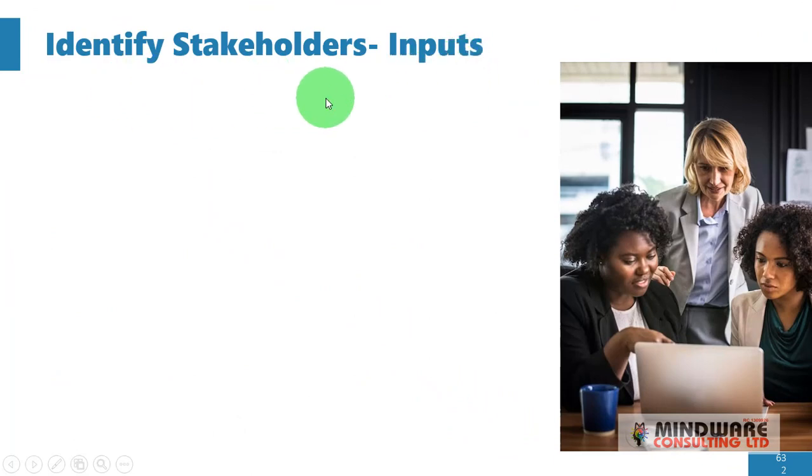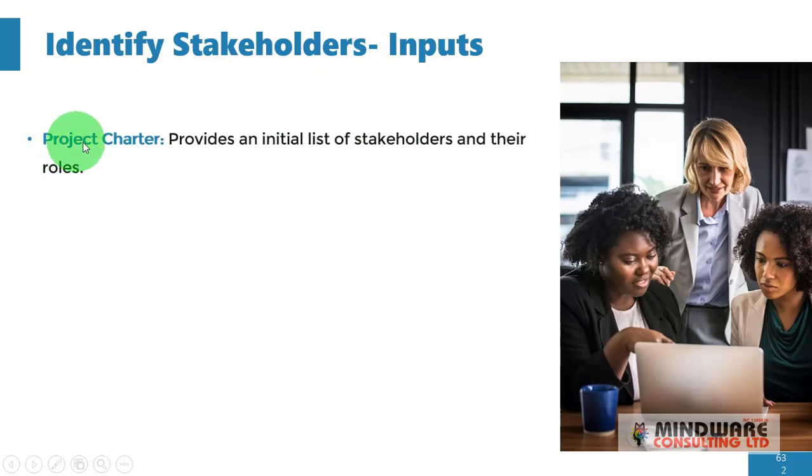Alright, so let's begin to look at the inputs in this process. First is the project charter. Now, the project charter provides an initial list of stakeholders and their roles. So from the project charter, you're going to get a list of all your stakeholders. I mean, we've already talked about the project charter before, so it contains all the stakeholders that you have for the particular project. All right, when preparing your project charter, you must have done your stakeholder identification and then captured them in the project charter.